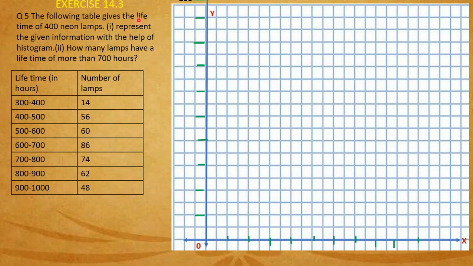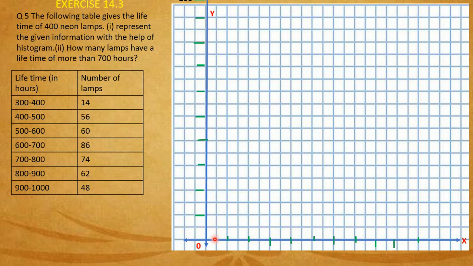So let's do exercise 14.3, question number 5. The following table gives the lifetime of 400 neon lamps. First of all, we have to draw the histogram for the given data, as well as write the answer for how many lamps have a lifetime of more than 700 hours. So here, this is the table.